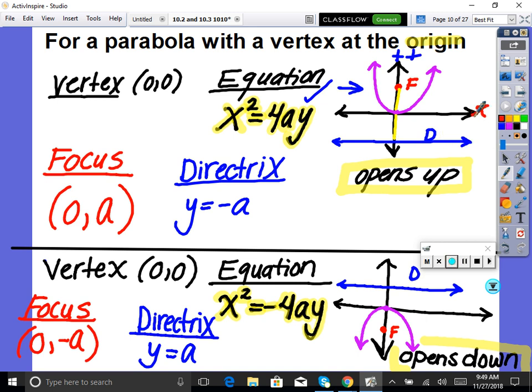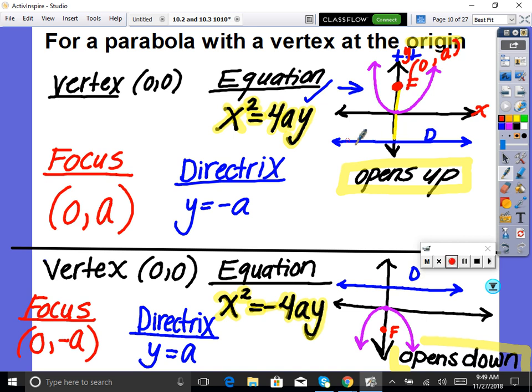Here's the x-axis, here's the y-axis. Isn't it true that this focus point is over 0, but up some amount? So that point is over 0, up some amount a. The focus is over 0, up some amount a. Now, if that's true, the directrix will be straight down.